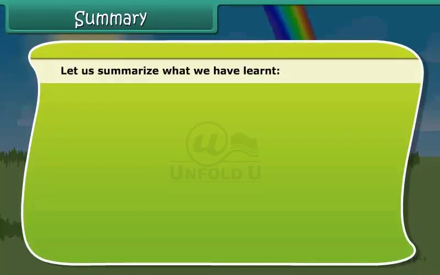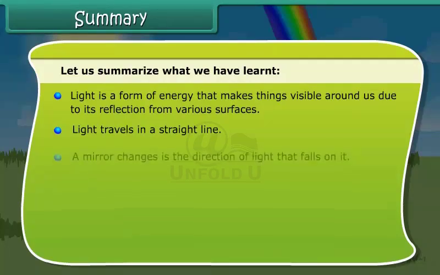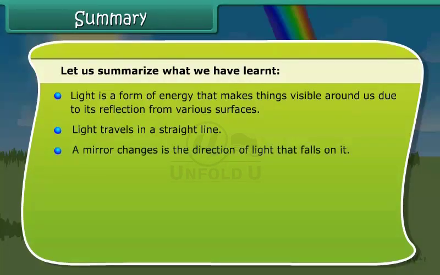Let us summarize what we have learned. Light is a form of energy that makes things visible around us due to its reflection from various surfaces. Light travels in a straight line. A mirror changes the direction of light that falls on it.